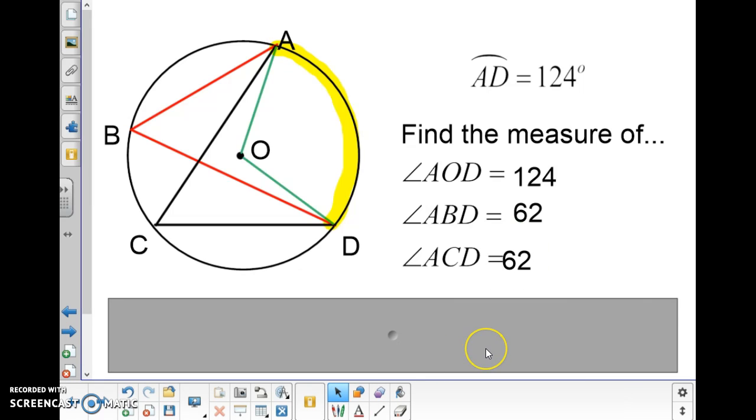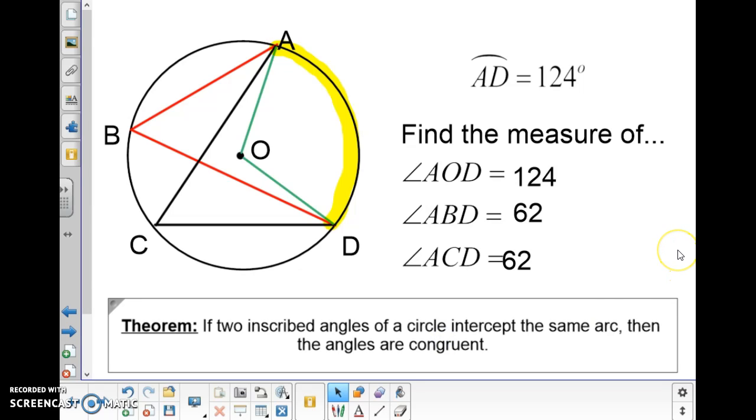So what can we conclude from this? Well, we kind of talked about it on GeoGebra. Two inscribed angles of a circle that intercept the same arc automatically have to be congruent. So a conclusion here is I could have told you right away that ABD and ACD were automatically going to be congruent to each other because they were both inscribed angles and they both intercepted the same arc.